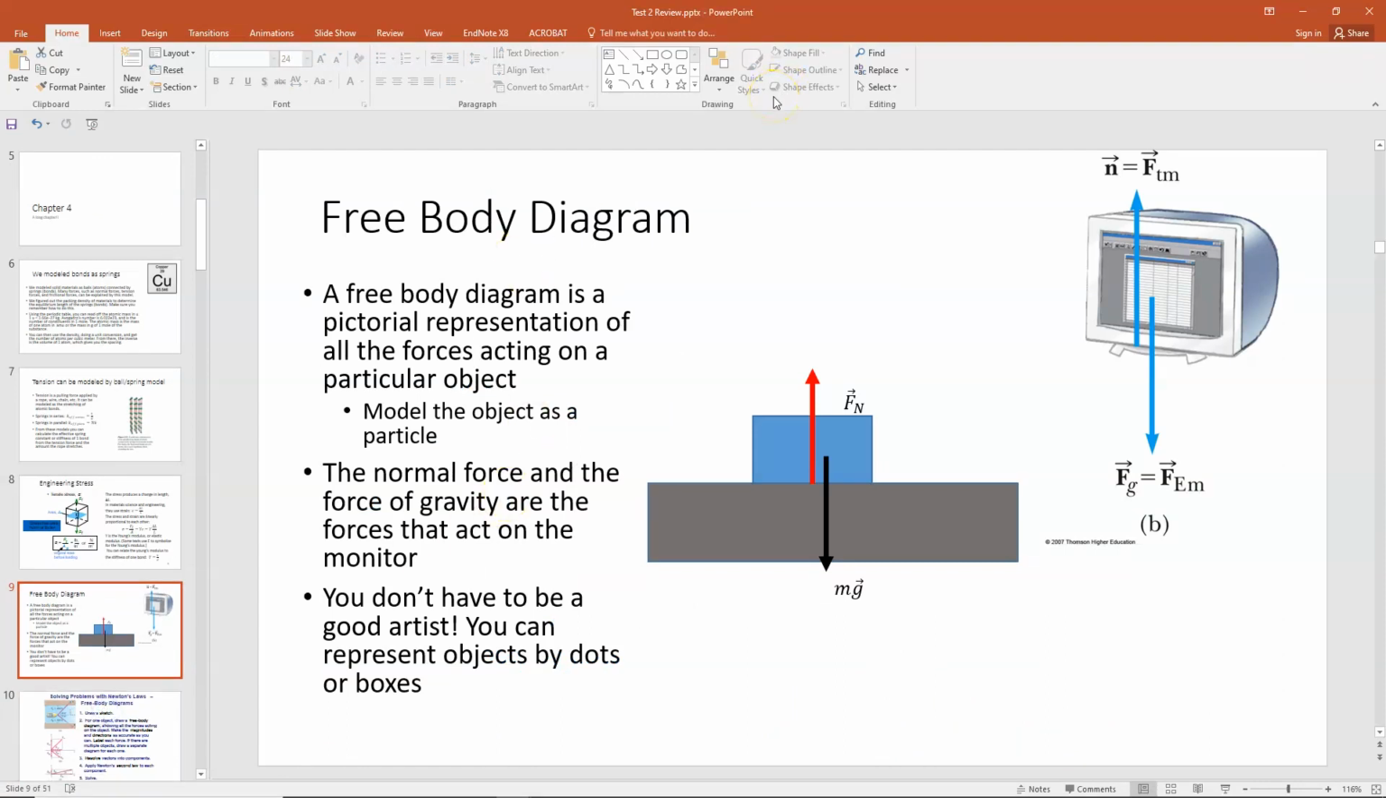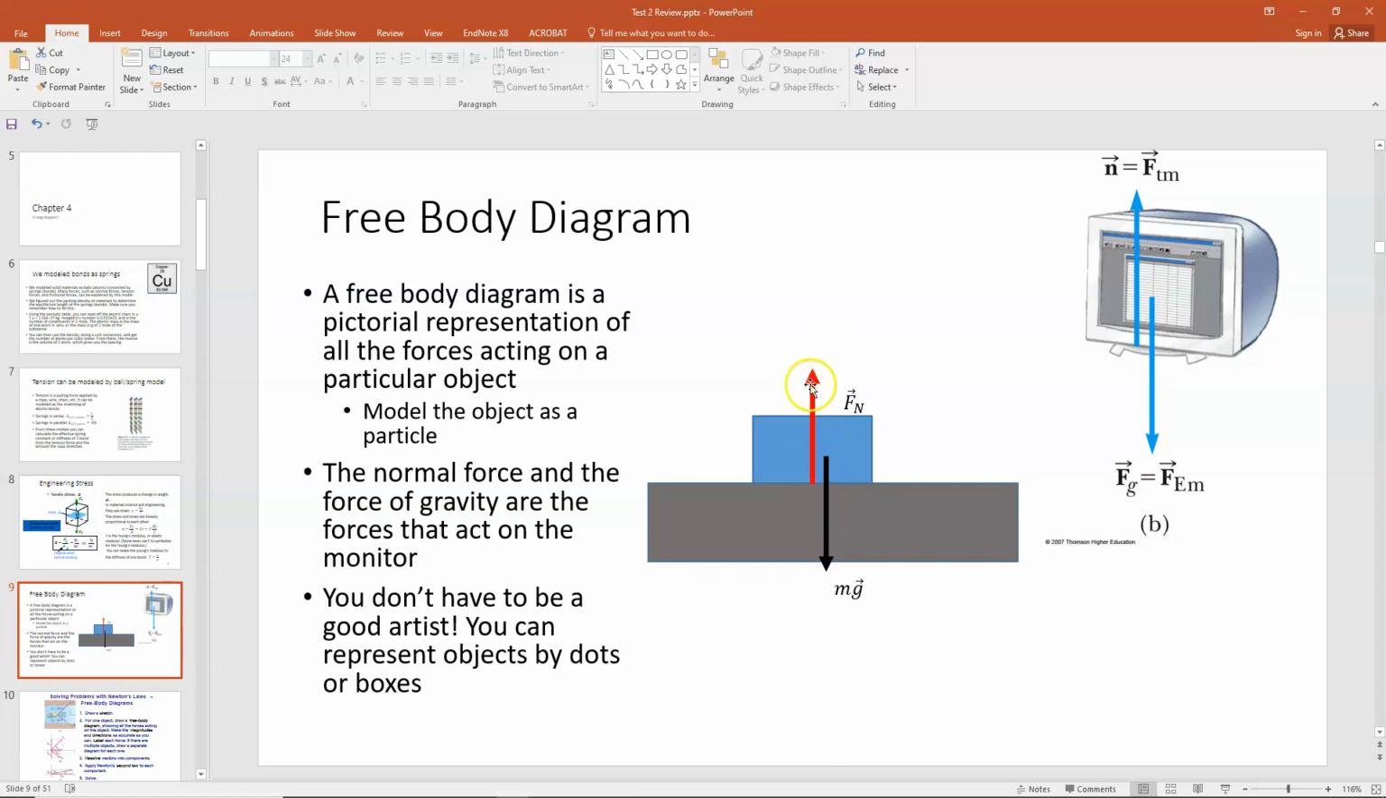Okay, we talked about free body diagrams. A free body diagram is a pictorial representation of all the forces acting on an object. So we're using the point particle model of an object here, which assumes that all the forces are concentrated at the center of mass. Now the normal force and gravity are symbolized here with the red and the black arrow. You don't have to be a good artist to do this. You can represent objects by dots.